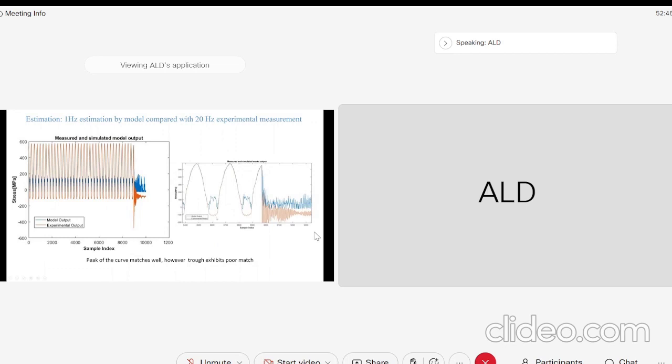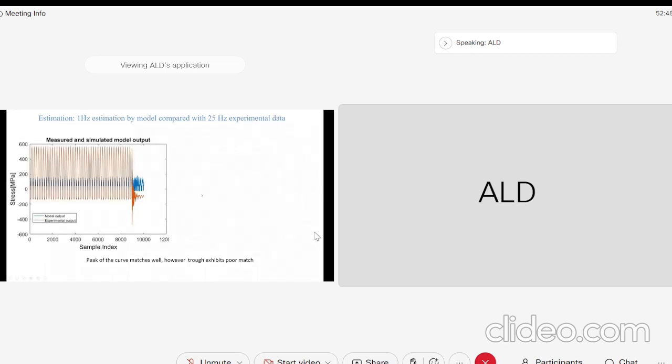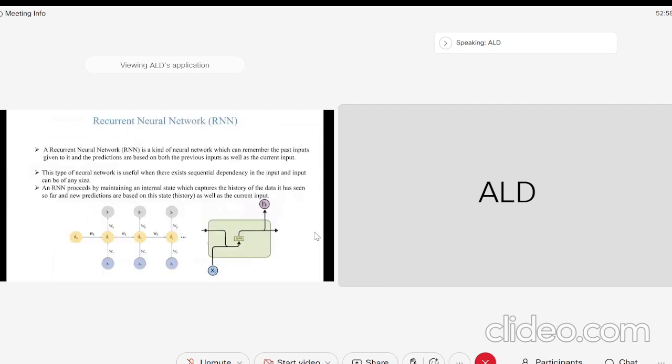So next is 1 Hz versus 25 Hz. For this type of Hammerstein-Wiener model, we are not satisfied. So we are going for another method, the recurrent neural network or GRU method.